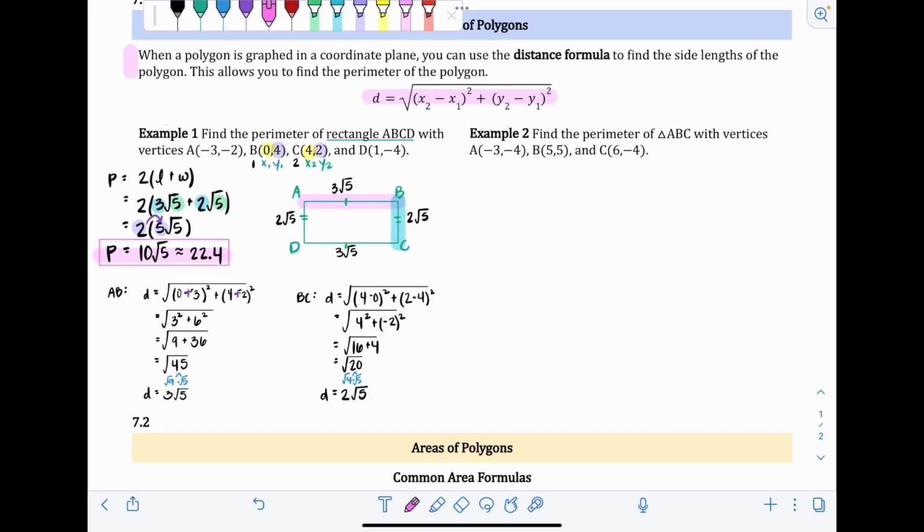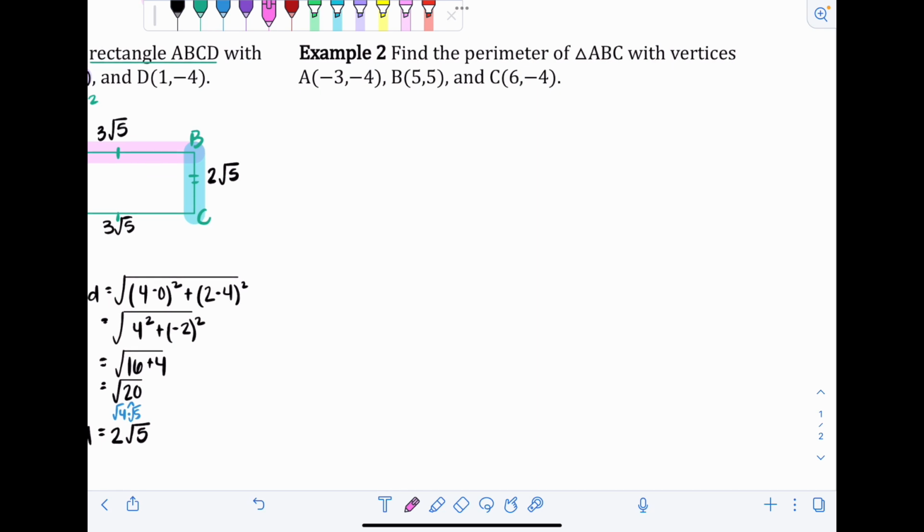Okay, so example 2, find the perimeter of triangle ABCD with vertices at A, which is -3, -4, B, which is 5, 5, and C, which is 6, -4. Okay, so I'm going to do the same thing here, and I'm going to draw a picture. So we have a triangle. We'll say this is A, this is B, this is C.